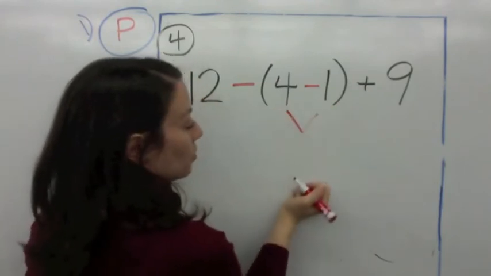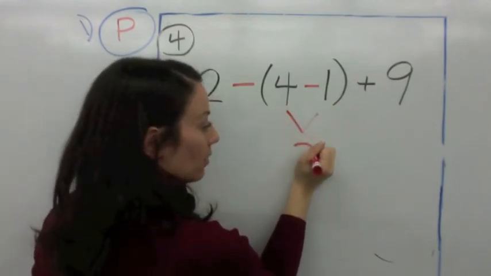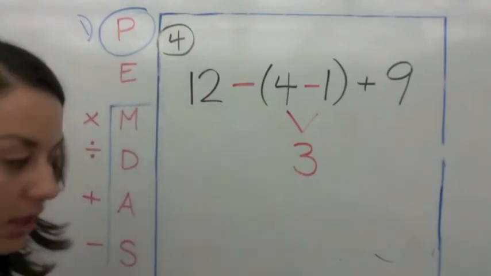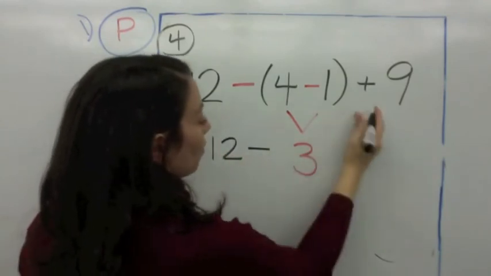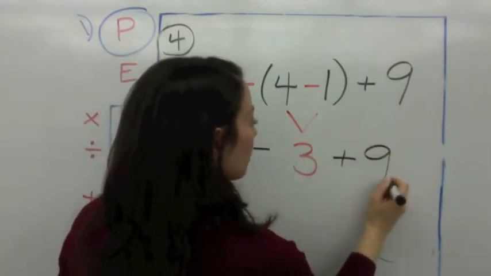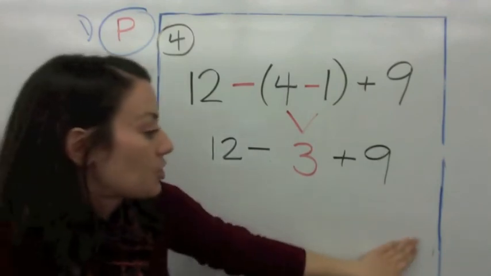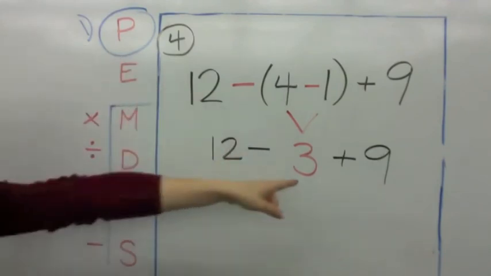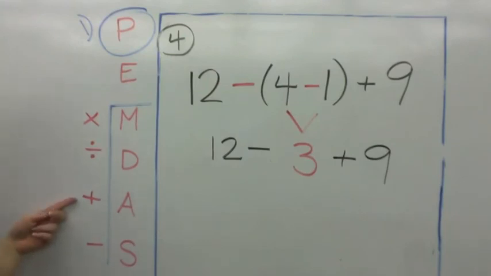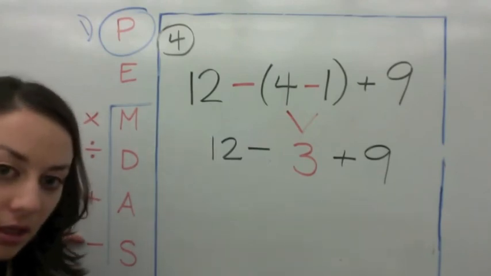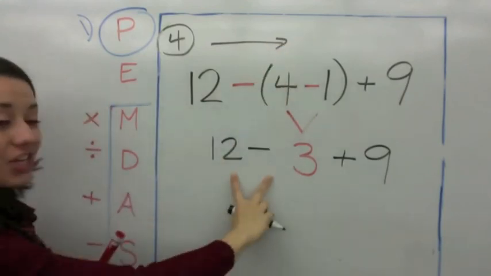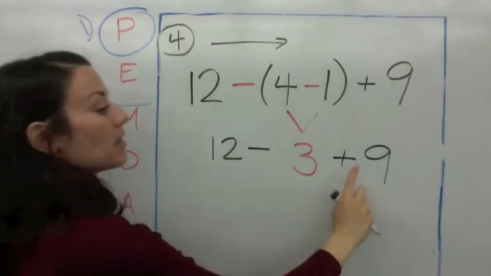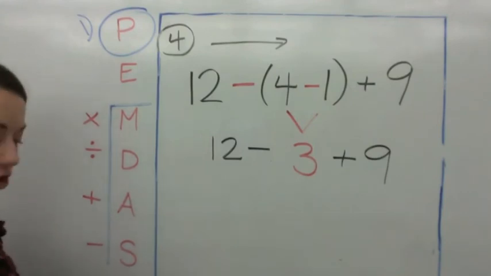We're going to put a little v. 4 take away 1 is, what is it? It's 3. Okay, now we're going to bring down the minus sign, the 12, and also the addition sign, the 9. So my friends, listen, in this situation, even though it tells you to do addition and then subtraction, you need to work from left to right. So in this case, you actually have to start with subtraction, then do addition. Okay, that's why this is really tricky.